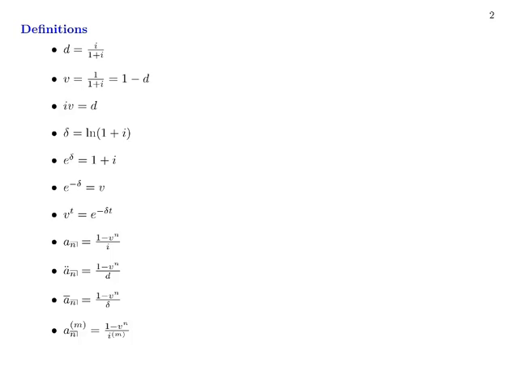Delta, you recall, is the symbol we use for the force of interest, and that's related to i by the equation delta equals natural log of 1 plus i, which means that e to the delta is 1 plus i, and e to the minus delta is v. v to the t equals e to the minus delta t.